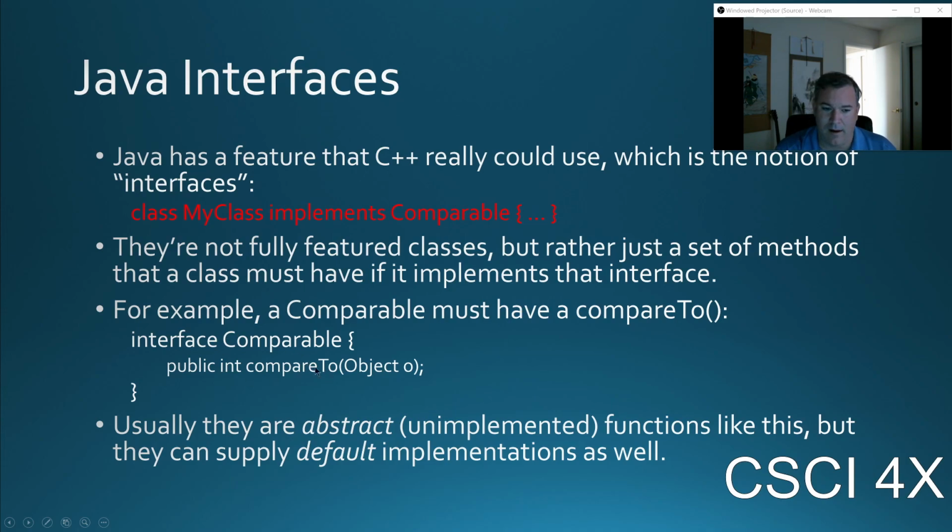Okay. And so what this allows you to do, and C++ is finally getting something similar to this in C++20, which is called concepts. But what you can do in Java is say, I'm going to write a sort function, and the sort function will only take comparables. So any class that implements the comparable interface, any class that has a compareTo function on it, I can sort. I know how to deal with it.